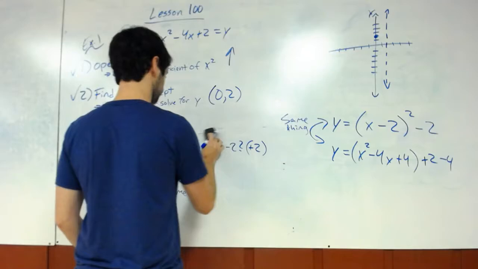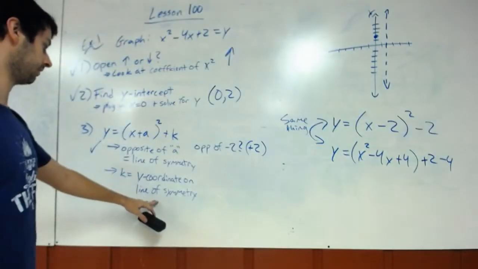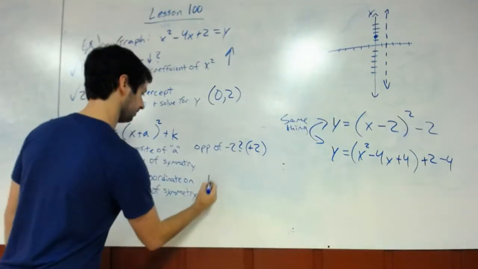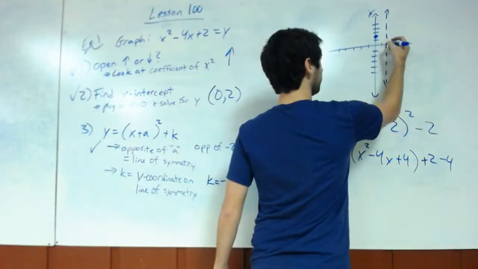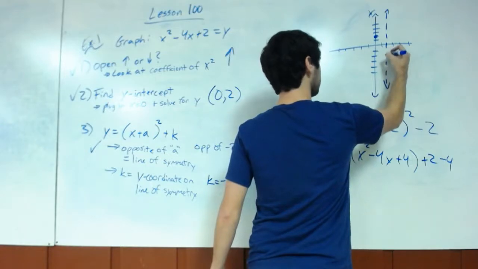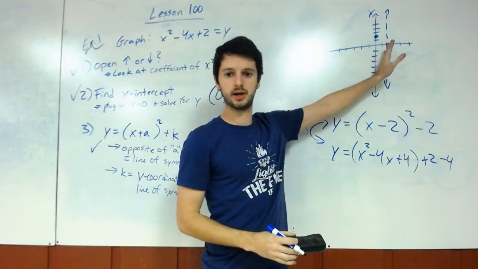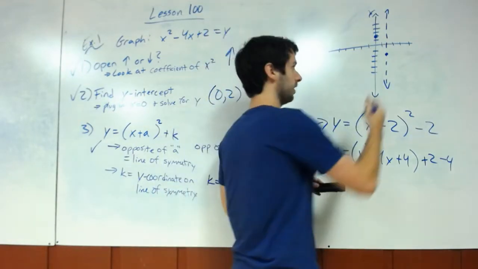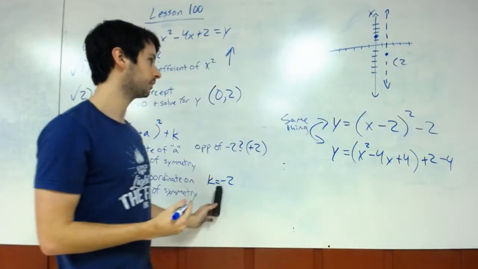Now, I gotta leave that. K is my y-coordinate on the line of symmetry. So my k is negative 2. So I find negative 2 on the, I already know that it has to be on the line of symmetry. So I already knew that my x-coordinate was going to be 2, and basically k represents the negative 2.